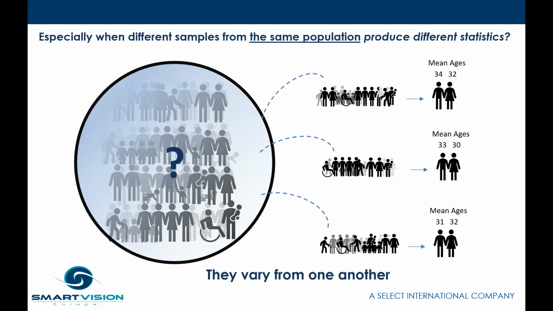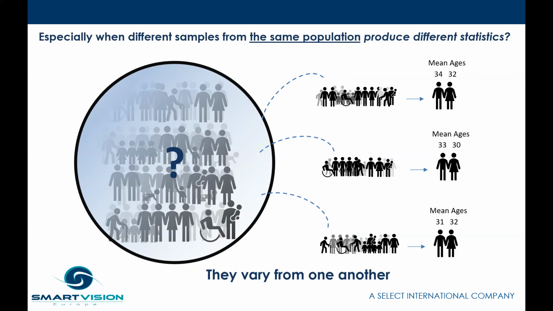We might find that the mean ages are 34 and 32, respectively, for men and women. And if you collect another sample, you might find that the differences are different now. The mean ages are in fact 33 for men and 30 for women. If you go and collect another sample, it may be you get the opposite relationship. The difference is reversed, where men are on average 31 and women are on average 32. So that means that samples from the same population often produce different statistics when we produce different samples.